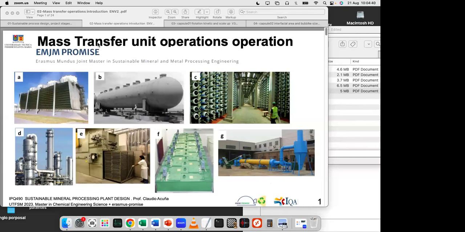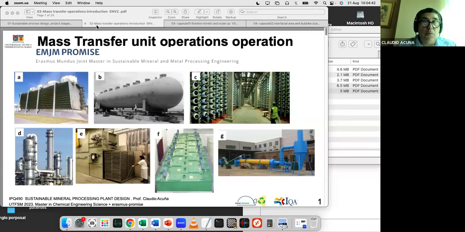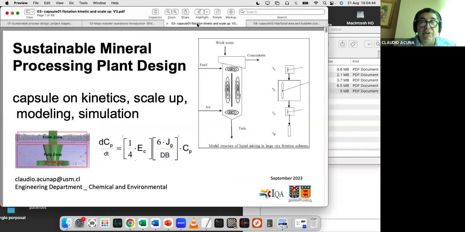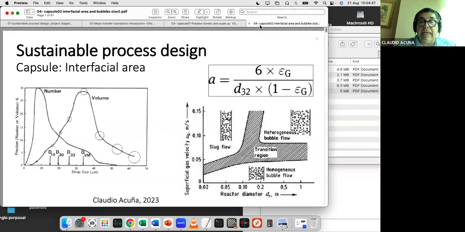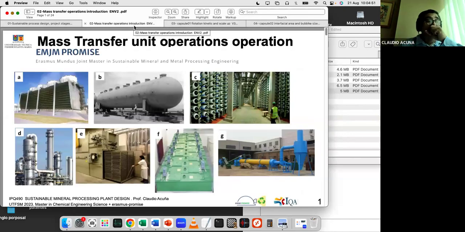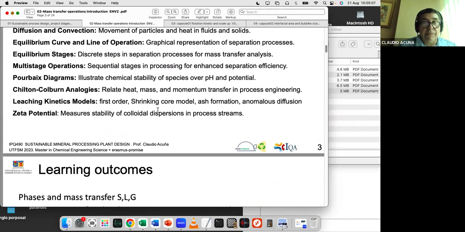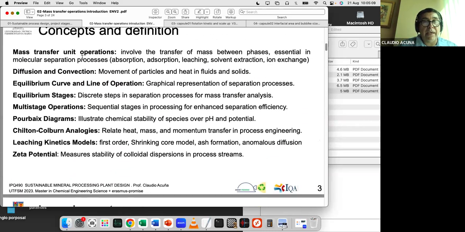Yes. Okay, so we have chapter 2, mass transfer, then flotation kinetics, and then capsule on interfacial area. It's straightforward to the mass transfer, apart from letting you know different operations, focusing, for example, on autoclave, leaching, solvent extraction, some reverse osmosis, and some adsorption. That will be the mass transfer. The important concept here, you need to review what are the concepts that we will be talking about.